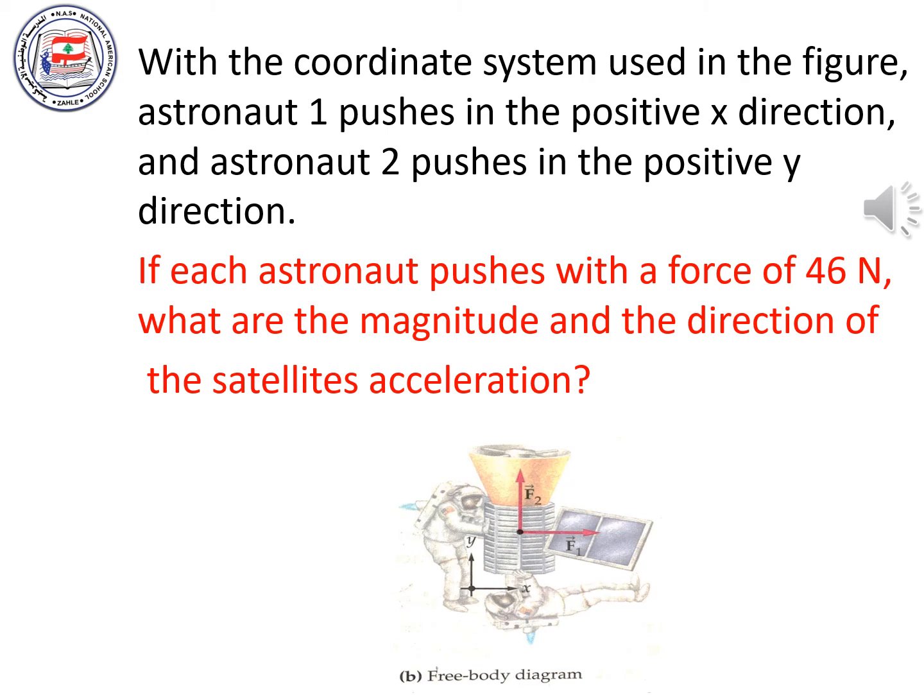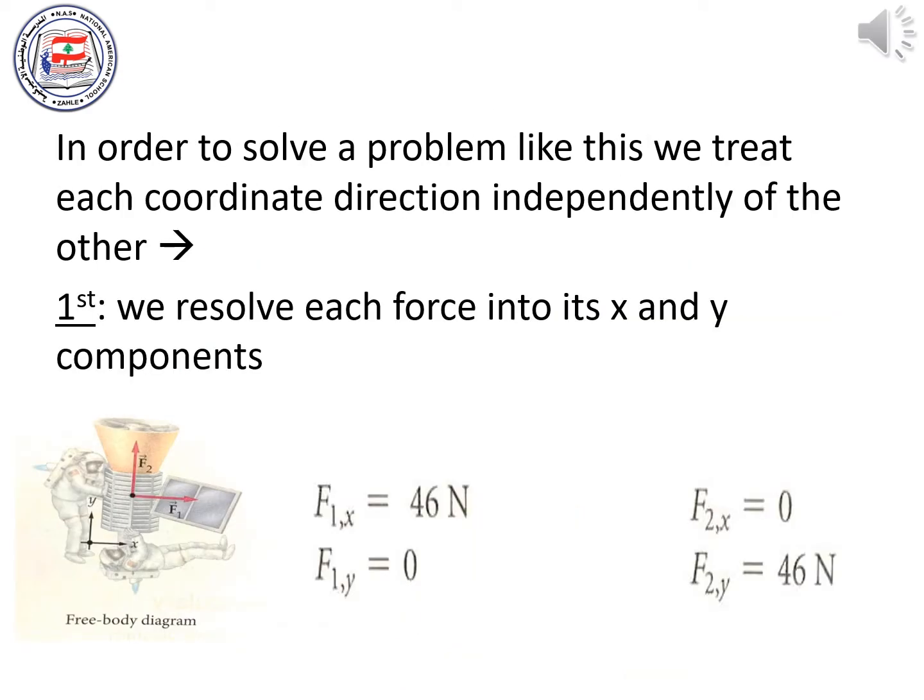So please concentrate with me. In order to solve a problem like this, we treat each coordinate direction independently of the other. First, we resolve each force into its x and y components. The first force acts only on the horizontal, so it has an x component equal to 46 newtons, and the y component is equal to 0. However, the second force is only on the vertical direction, so its x component is 0 and its y component is 46 newtons. Please recall the lesson in which we studied about resolving vectors.